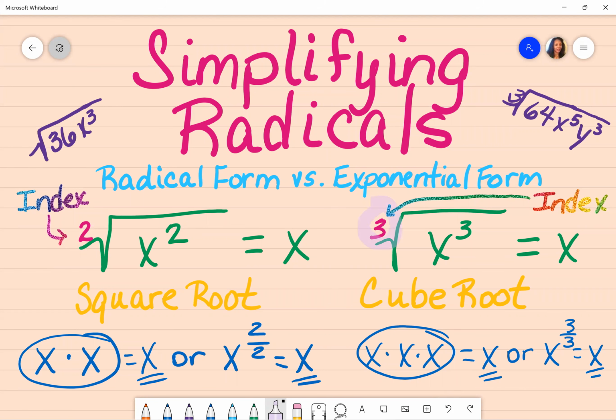If my index changed, and let's say it's a 3 now, that's known as a cube root. It's the same concept, except I need 3 of the same thing to come out. So x cubed is really x times x times x, which is 3 x's, and I need 3 of those to come out from under that cube root. So my answer is simply x. Again, if you take the exponent under the radical and divide it by your index, 3 divided by 3, you still end up with x to the first power. So it is important to pay attention to your index.